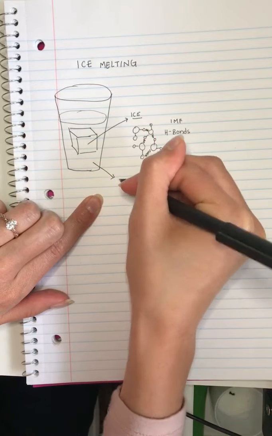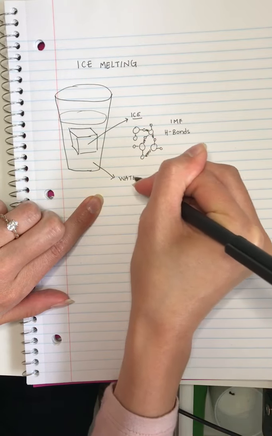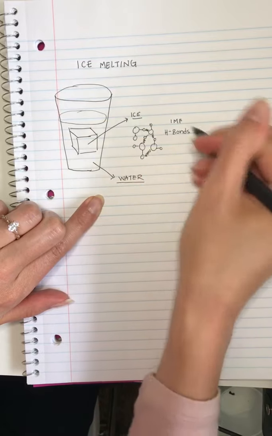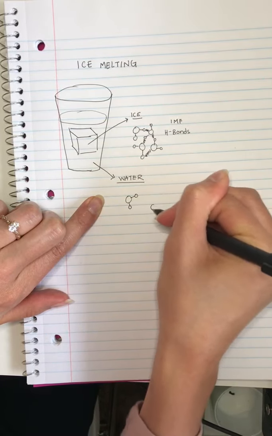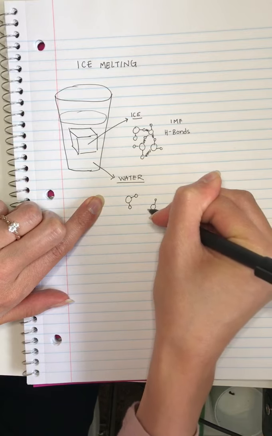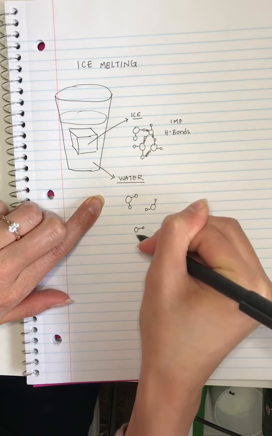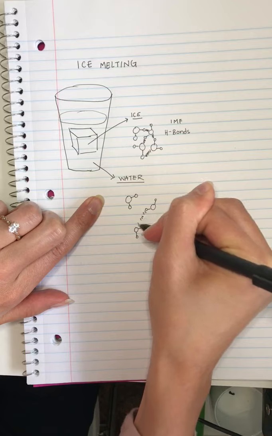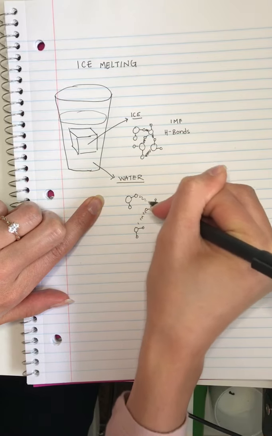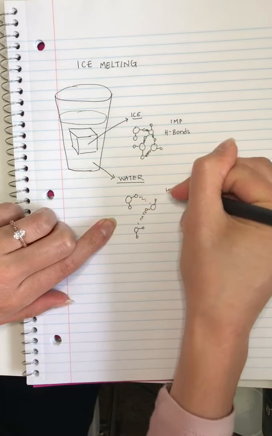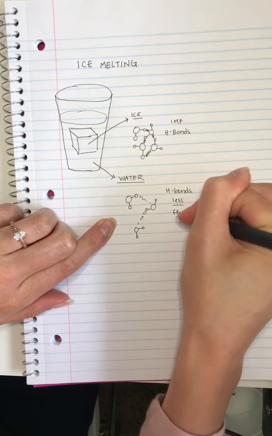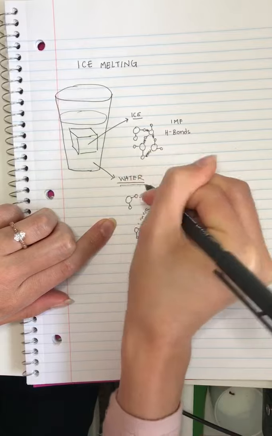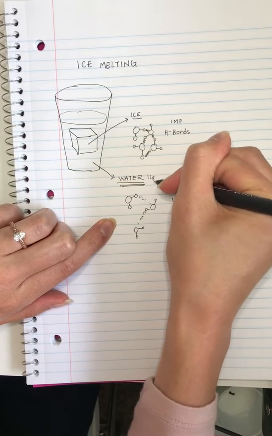But in the water, there are still intermolecular forces happening, but there's fewer, and they're a little bit more spread out here. So maybe there's one weakly there and maybe another one, I don't know, over here. Okay, so there are H bonds, hydrogen bonds, but there are fewer of them in liquid form. I should probably not say water, I should say liquid.